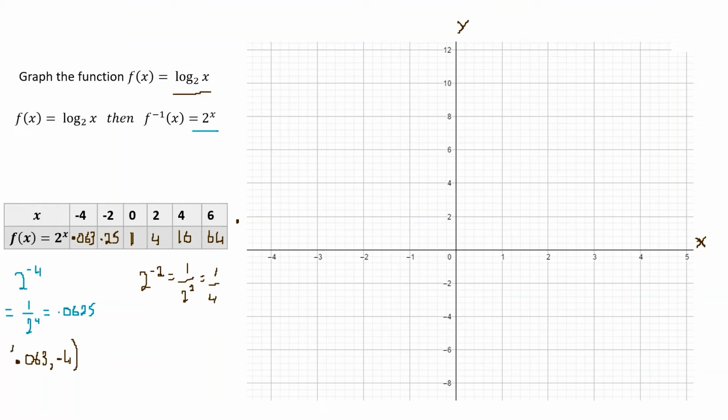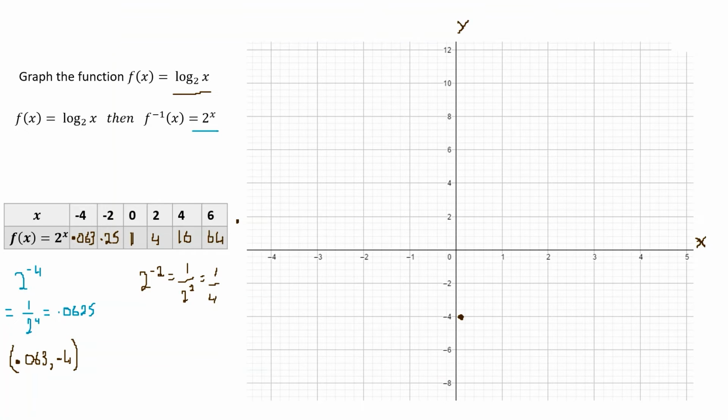Okay, let's plot this point first of all. Where exactly is this point going to go? It's going to be 0.063 on my x value, and -4. So I'm taking this to be very, very close to my y-axis, and I'm just plotting it in like so. That's my first value.